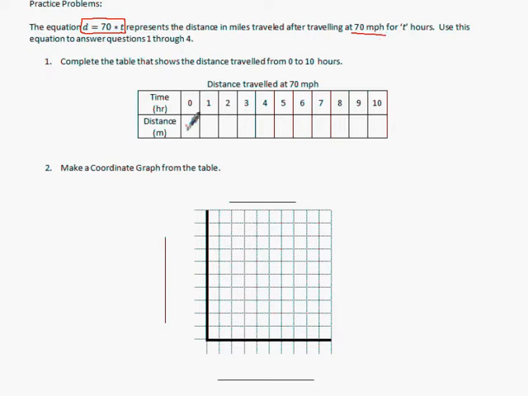Question 1. Complete the table that shows the distance traveled from 0 to 10 hours. If no time has passed, we have traveled 0 miles. In 1 hour, we have traveled 70 because we're traveling 70 miles per hour. And now we're going to count by 70s. So 140, 210, 280, 350, 420, 490, 560, 630, and 700. Filling in the table is as easy as counting by the counting number.